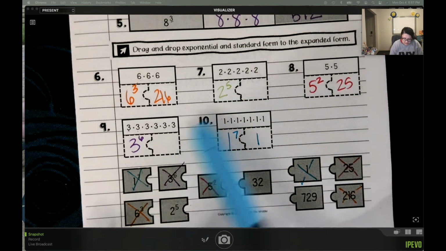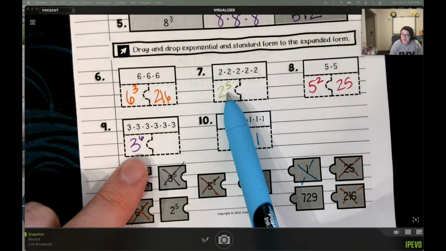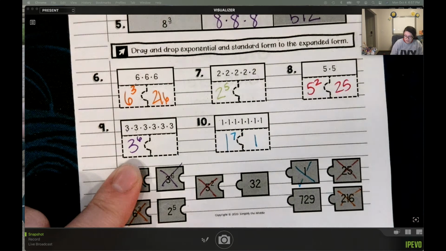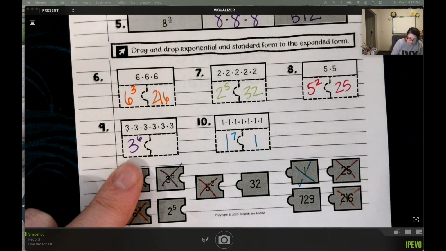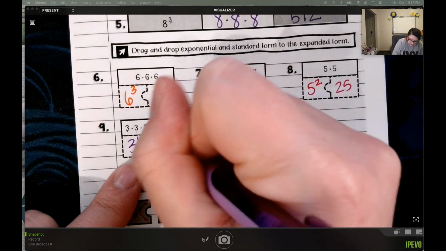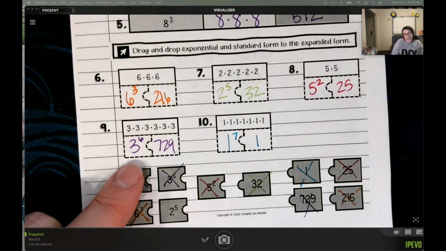Then next I have 3 to the 6th power or 2 to the 5th power. 2 to the 5th power should be smaller than 3 to the 6th power. So that makes me believe that this is going to be 32, and 3 to the 6th power is 729.